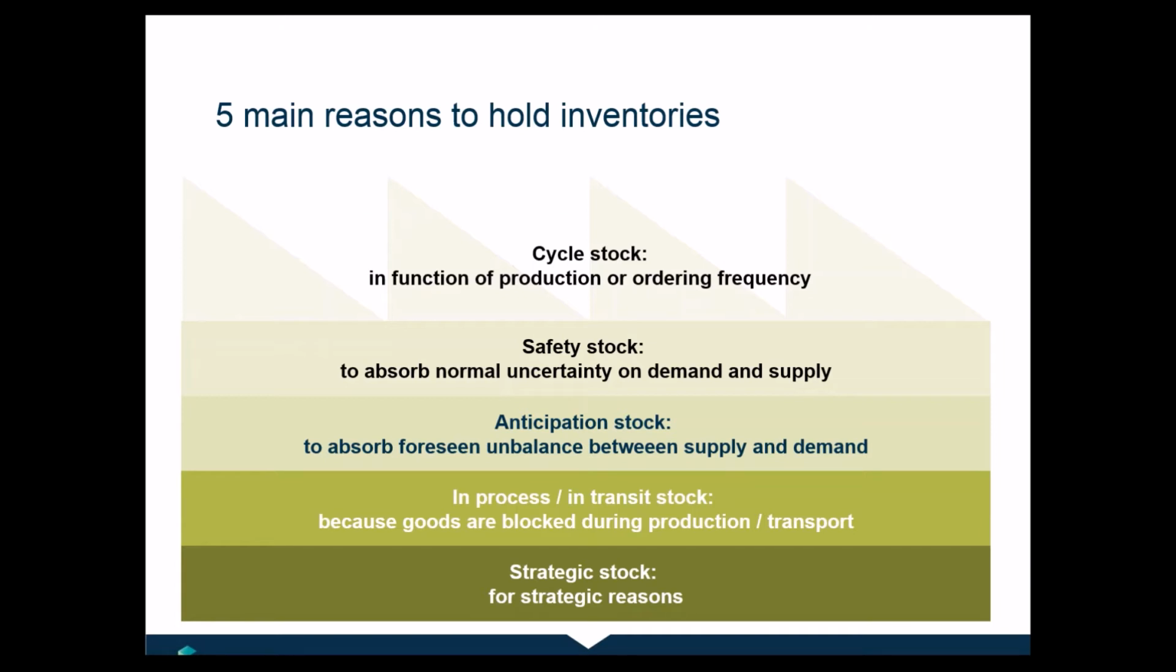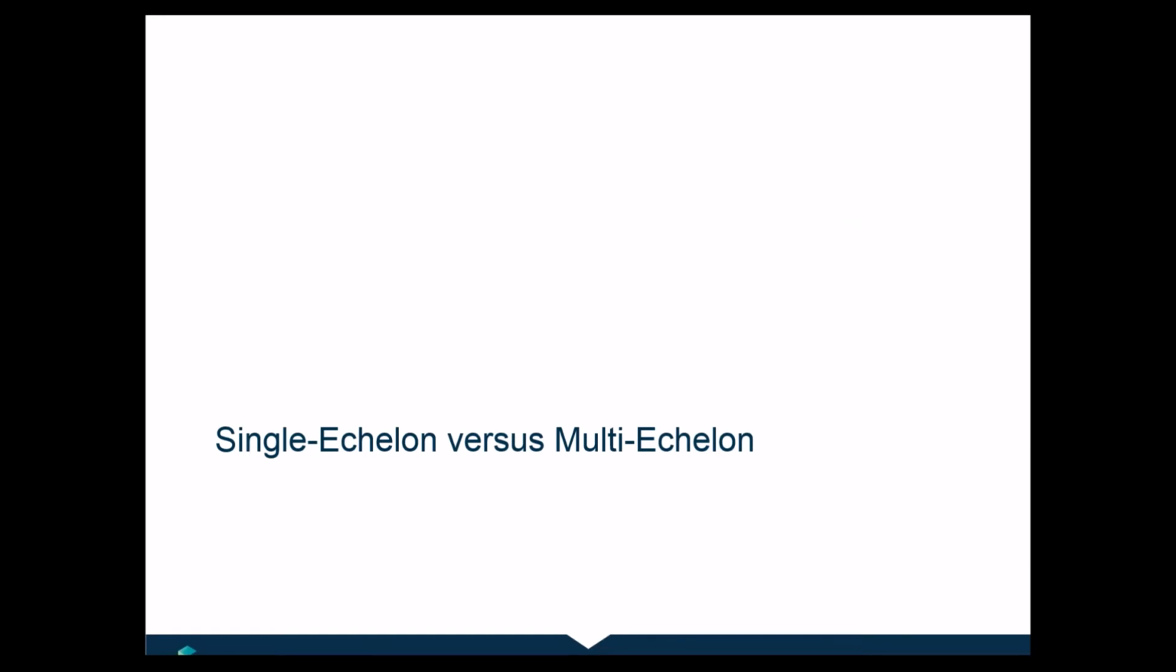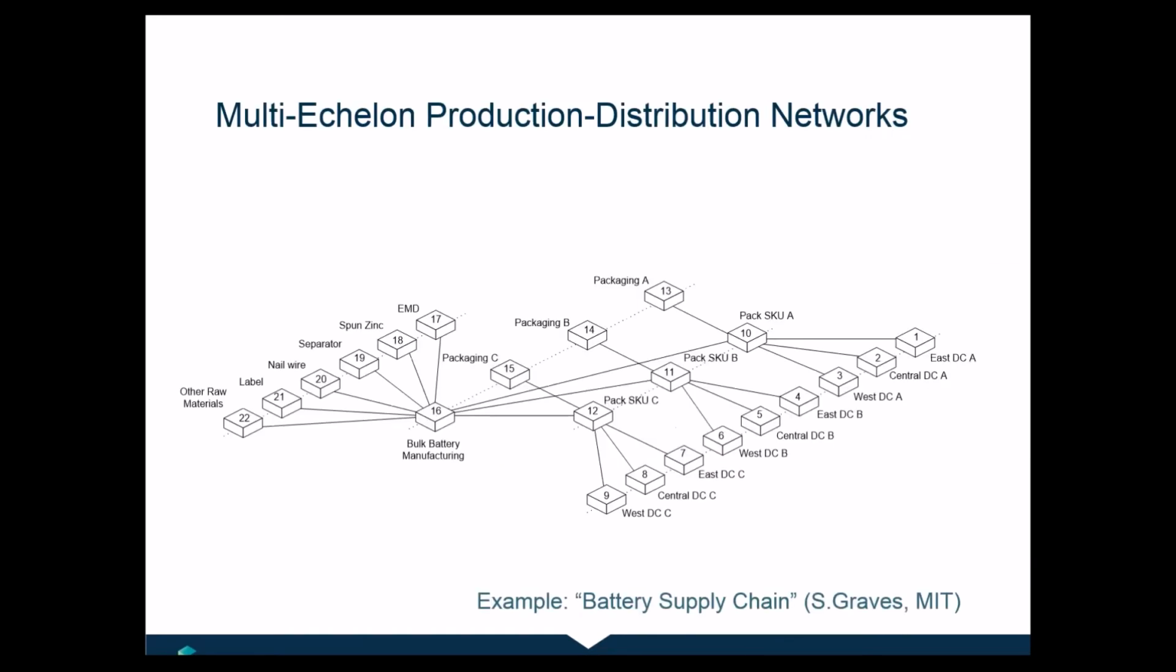This is still what we would call a single echelon view. Here we are mainly looking at one stocking point. And if we take this to a multi-echelon view, the example I used in my PhD research, and which I'll also use here, is the battery supply chain. So this is more a multi-echelon production distribution network. We are manufacturing and packaging batteries.